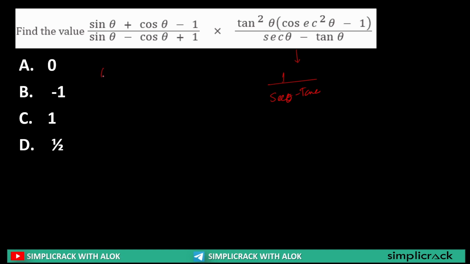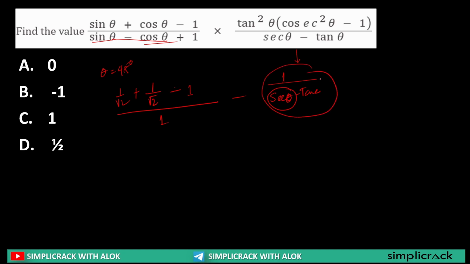Now, if I take theta equal to 45 degrees, then sine theta is equal to what? 1 by root 2. Cos theta is equal to what? 1 by root 2. Minus 1 divided by sine theta cos theta, so it will cross out and 1 will be there. Minus 1, minus sec theta minus tan theta. Now, what is sec theta? It is 1 by cos theta, so it is root 2. So this whole thing will be 1 by root 2 minus tan theta, which will be 1.